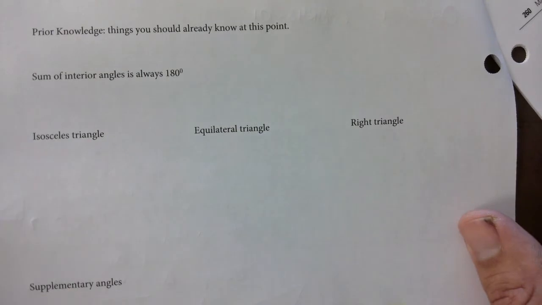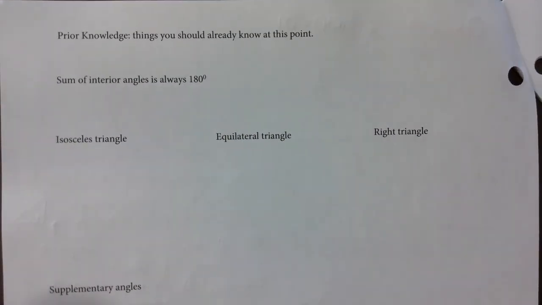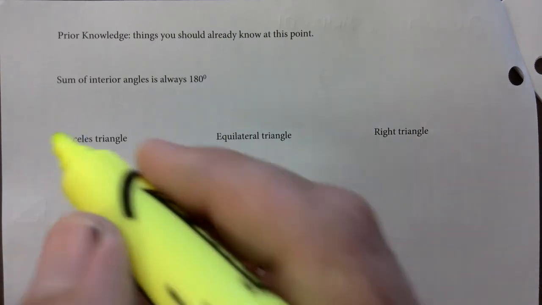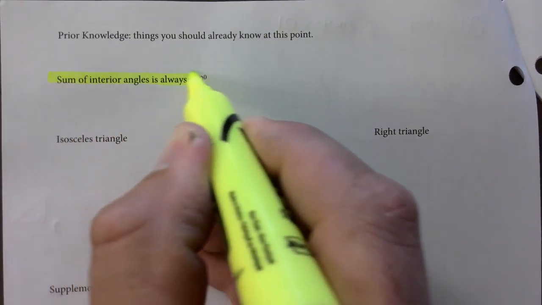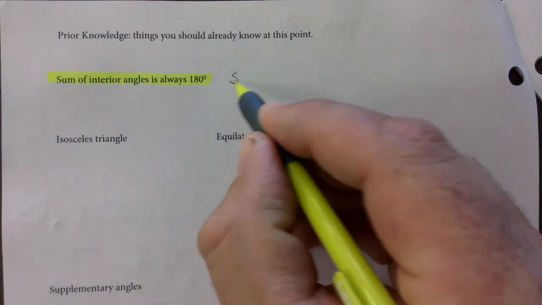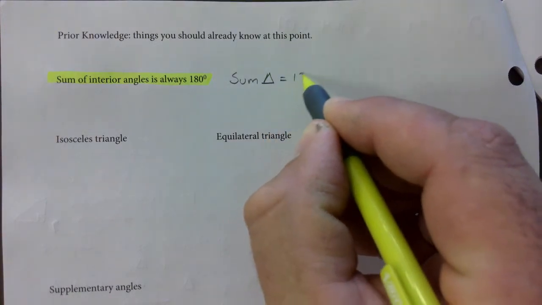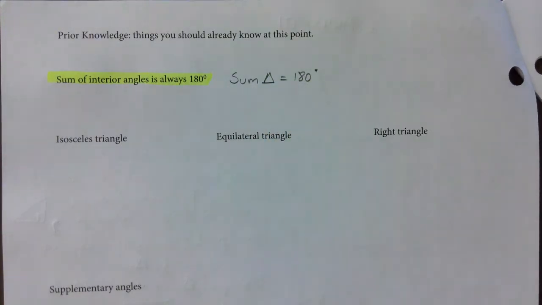And this is just a bit of a review. Okay, prior knowledge, you should already know at this point. Sum of interior angles is always 180. I sometimes will just say, sum of triangle is equal to 180. If you see me say that, then you'll be fine.